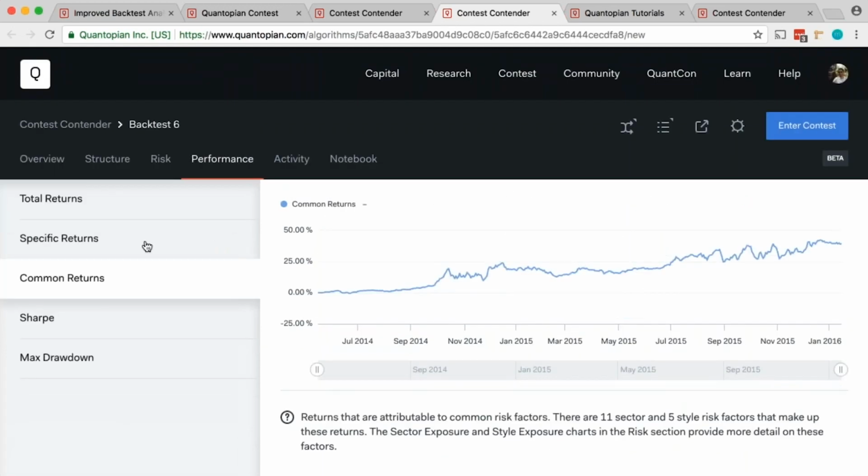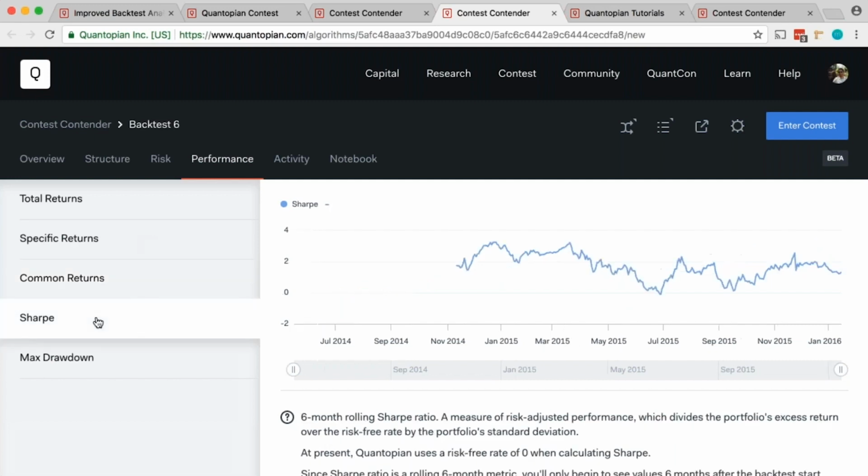So one thing that you often want to do is to try and have a high specific return and a controlled common return. You don't want all of your returns to come from the common return, because that means that you're just essentially passively exposed to some well-known investing factors, whether they be sectors or styles, and maybe the algorithm isn't doing as much unique as you would like.